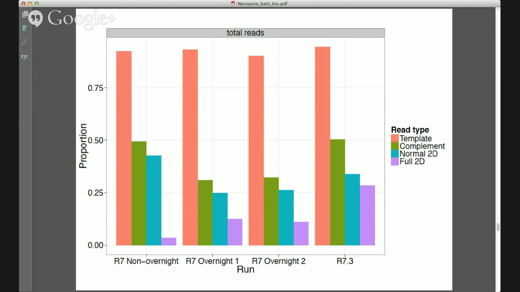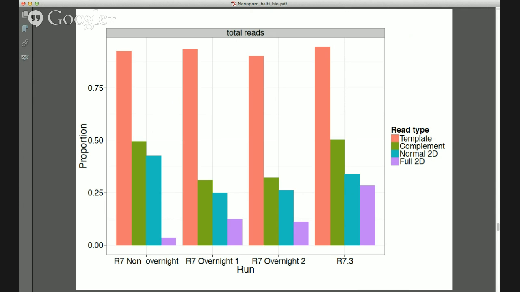So what this slide is showing is actually what happened is originally the protocol didn't have a step called overnight incubation, and what you can see the effect of that is that the proportion of full 2D reads is very low relative to the total read data set. And so the overnight incubation was kind of brought in, I think it's fair to say, as a bit of a kludge to try and increase that fraction of full 2D reads, and which it does, but it also has the effect of reducing the total yield.